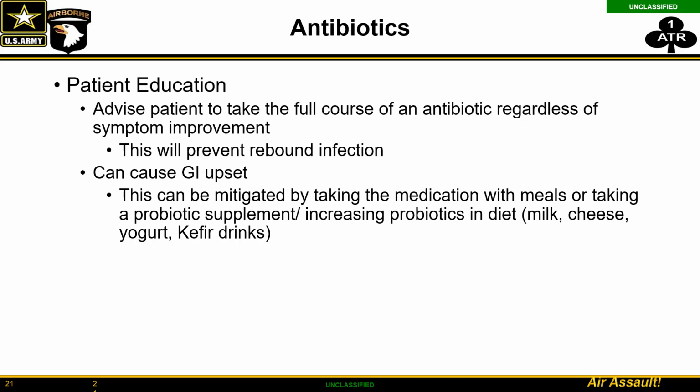And of course, these medications can cause some stomach upset. So you can tell your soldiers, if they are experiencing nausea, vomiting, diarrhea with these medications, to take a probiotic supplement. You can buy those at the store. You can order them on Amazon. Or increase the probiotics in their diet. So like milk, cheese, yogurts, cottage cheese especially, those kefir drinks, stuff like that. They're very easy to find at a store, very easy to order online. Anything that has increased probiotics in it.